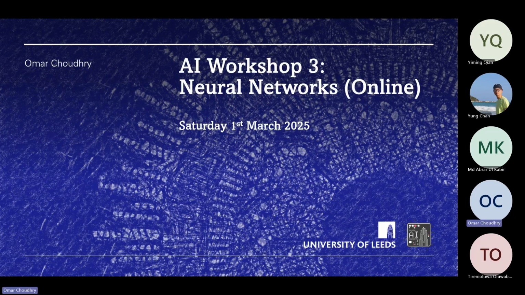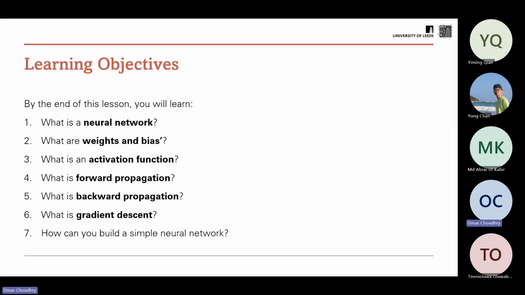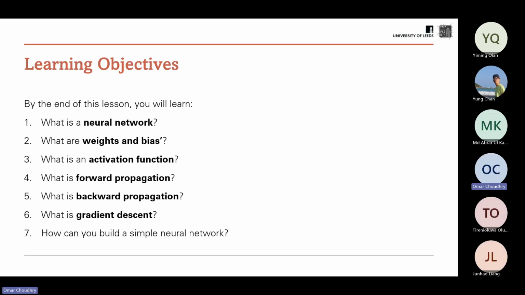Okay, welcome everyone. This is the third workshop of the AI workshop series, and we're going to talk about neural networks. So, neural networks are one of the most powerful types of machine learning models. In fact, all of the very powerful ones that you see today, your ChatGPT and all of the other powerful large language models, they're all just very large versions of neural networks.